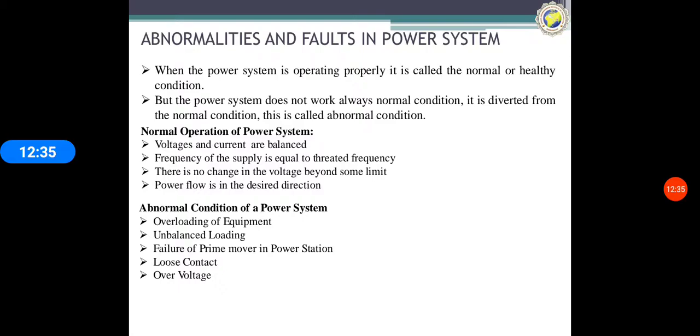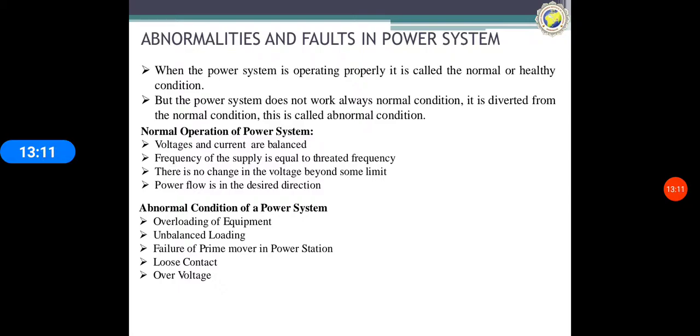The next one is loose contact. Most of these occur because of human error. When the connections are loose, an arc is produced on the contacts and a large amount of heat is produced due to this. This also increases the voltage drop. These conditions happen with loose contacts.